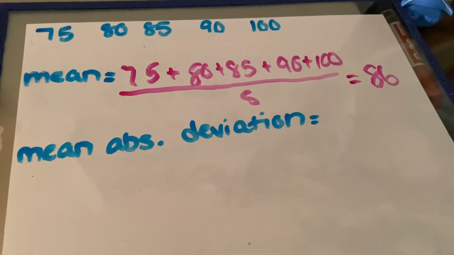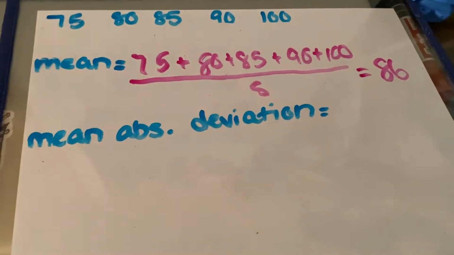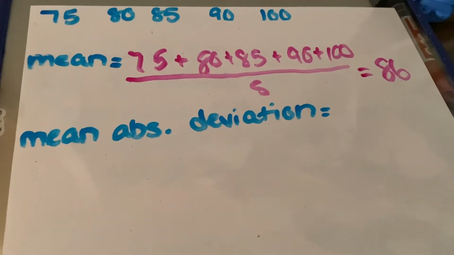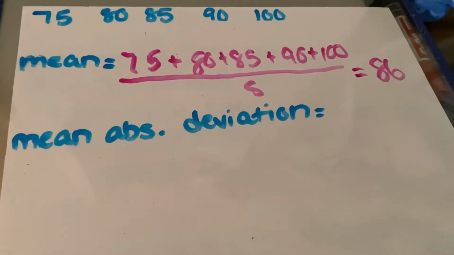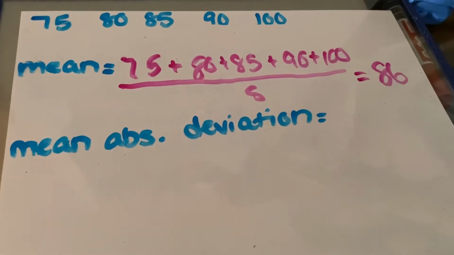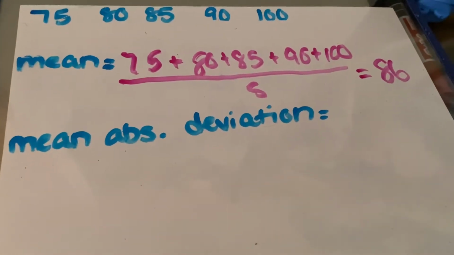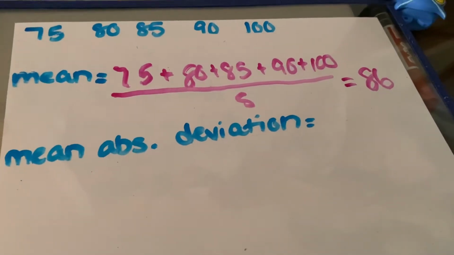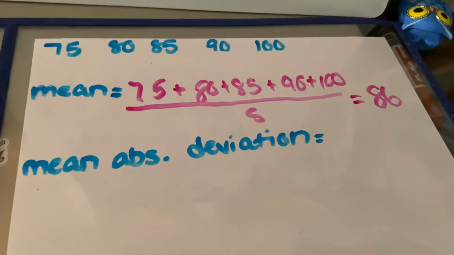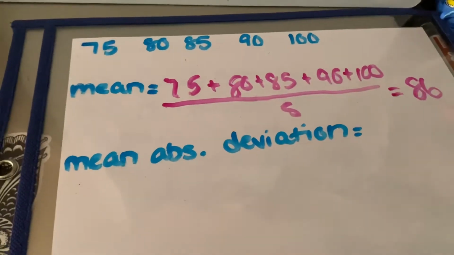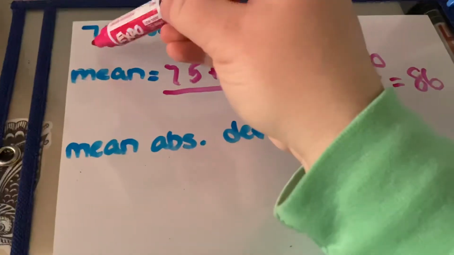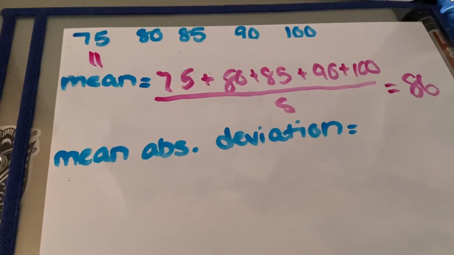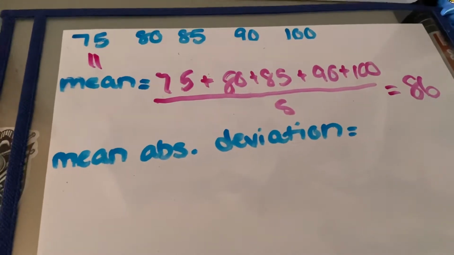So now we're going to move on to step 2. Step 2 is to find the distance of each value from the mean. So what that's asking you to do is look at each point in your data set and ask, how far away is this from the mean that you just calculated of 86? So the first one is 75. How far away is 86 from 75? 75 is 11 away from 86, because 75 plus 11 is 86.